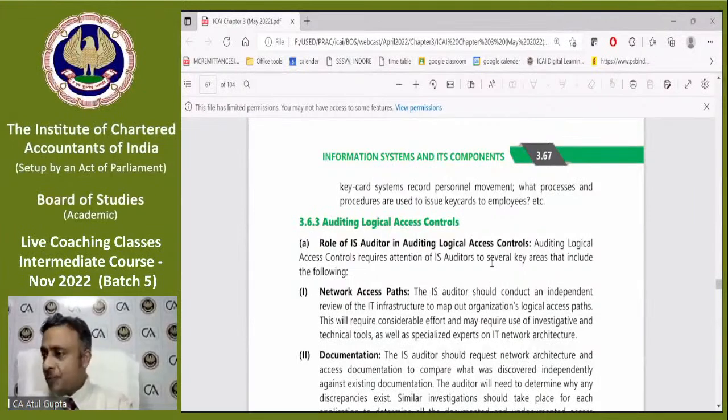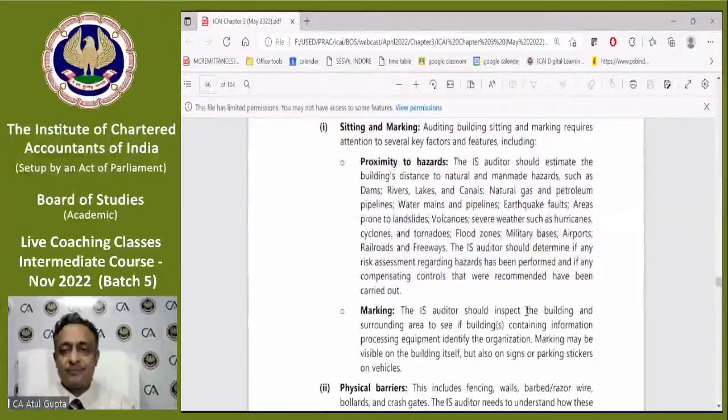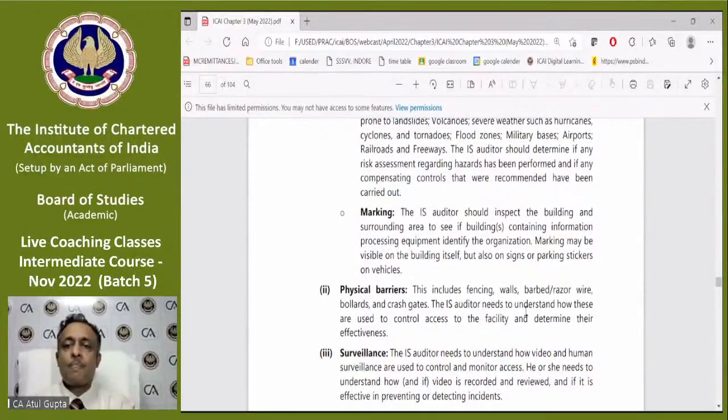Marking. Okay. So that is by Akash Nil. Akash Nil, marking is basically listing. Yeah, I'll just read that. The IS auditor should inspect the building and surrounding area to see the building containing information processing equipment facility, identify the organization. Marking may be visible on the building itself, but also on signs or parking stickers on vehicles.